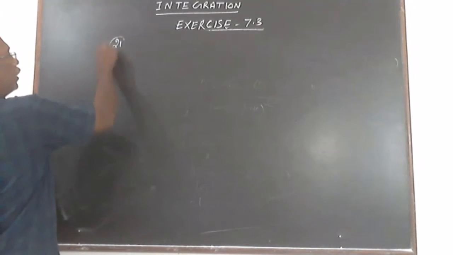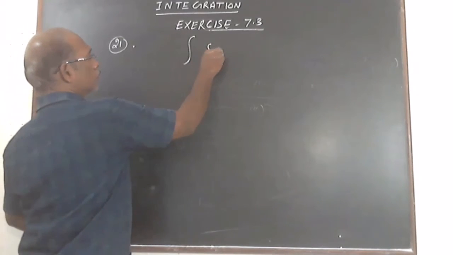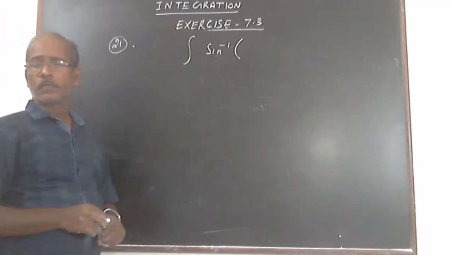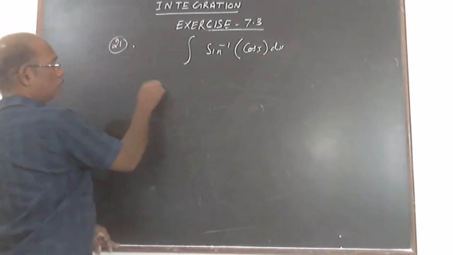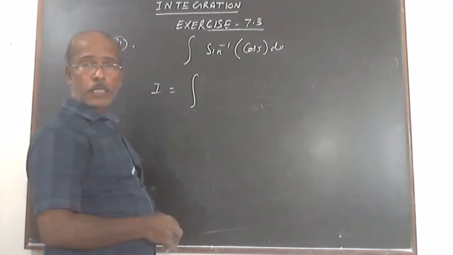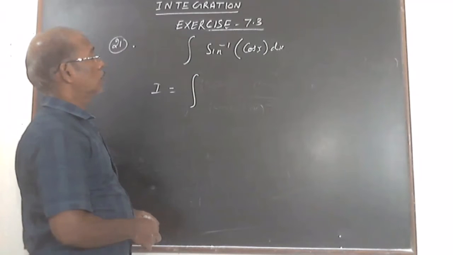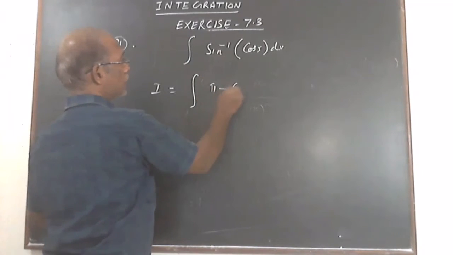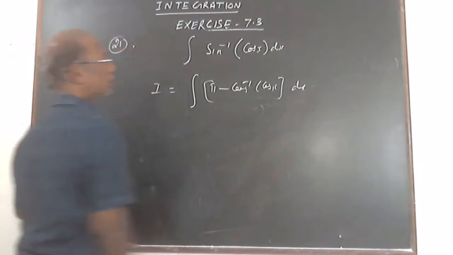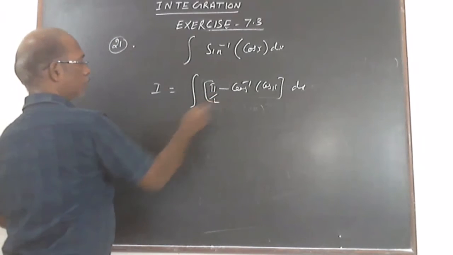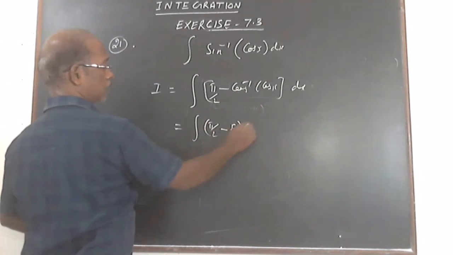Question number 21. What is 21? Integral of sine inverse of cos x. Using the inverse trigonometric function property, sine inverse of cos x plus cos inverse of cos x equals pi by 2. So this is pi by 2 minus cos inverse of cos x. Pi by 2 minus cos inverse of cos x is just x.